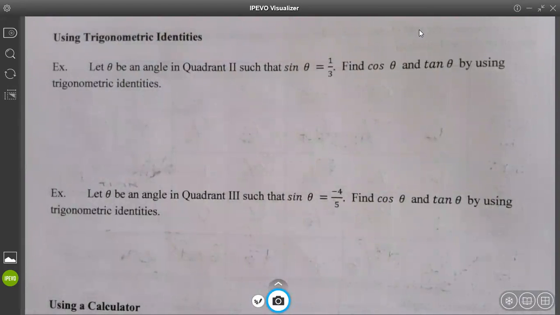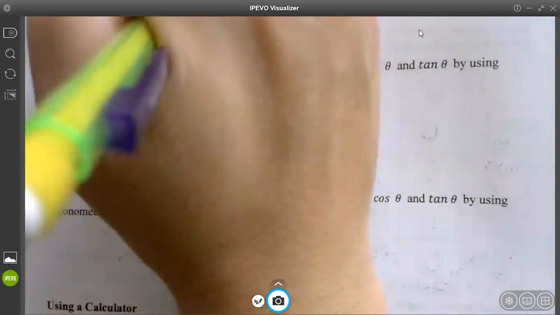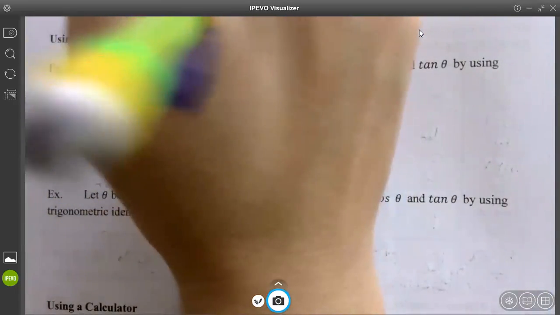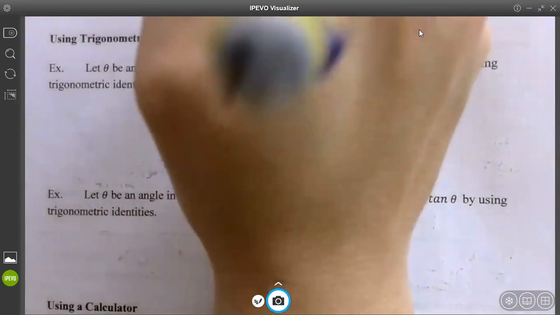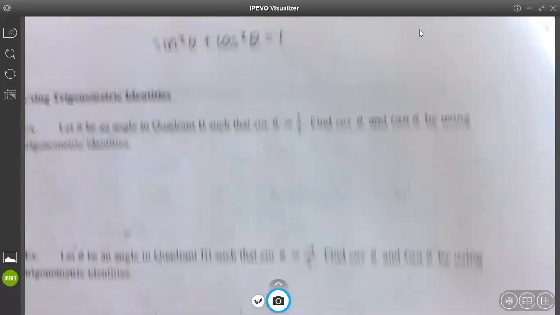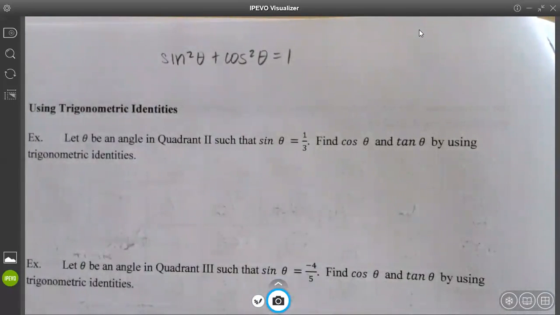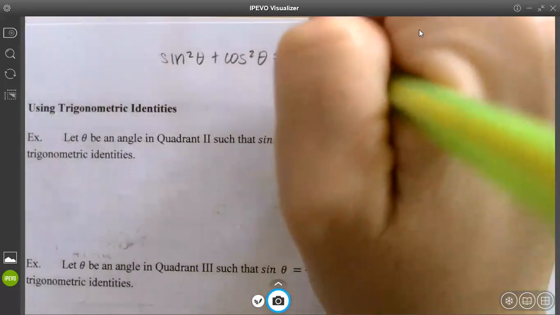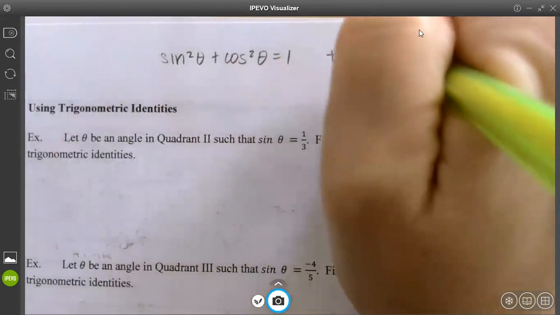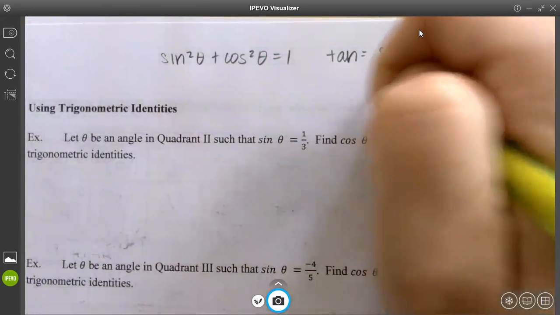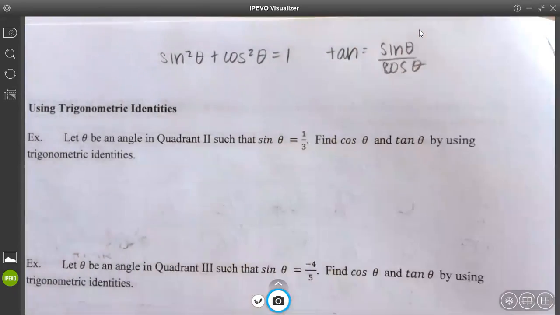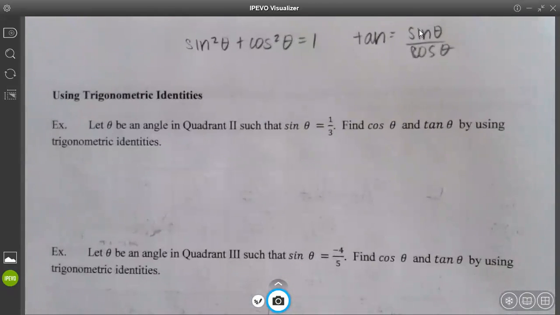Which one relates sine and cosine? Think about yesterday. Y'all remember this one? You should. And then we had tan is sine over cosine. Those are the two that we're going to use for this one and for the next one, okay?